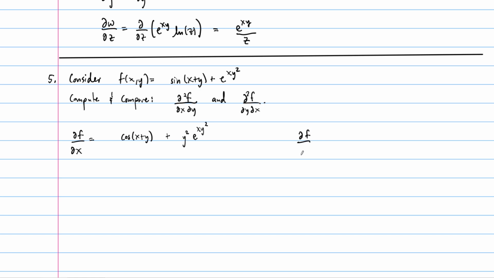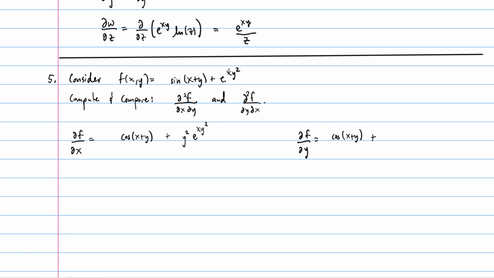All right, let's do the same first derivative, but with respect to y now. The first term is going to be the same, right? Derivative of sine is cosine. So this is cosine of x plus y times the derivative of x plus y with respect to y. It's 0 plus 1. It's just 1, right?